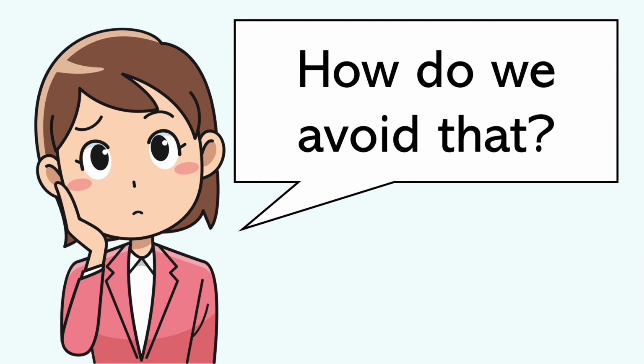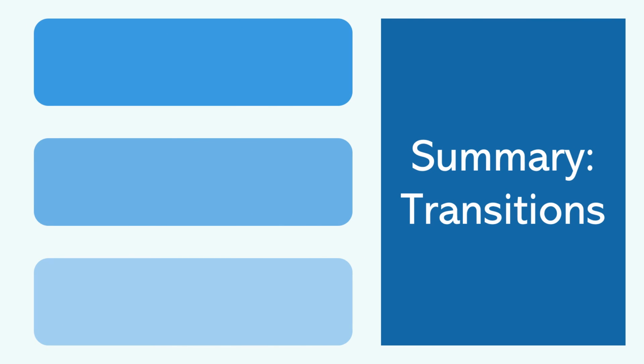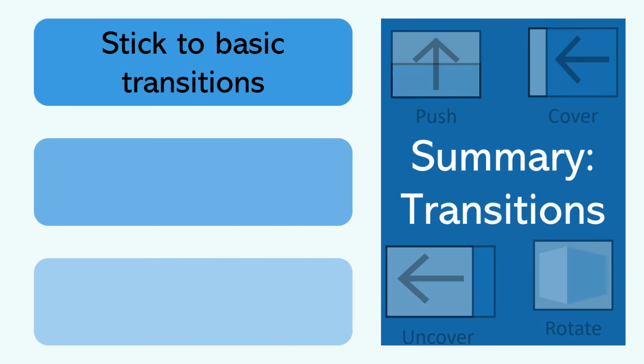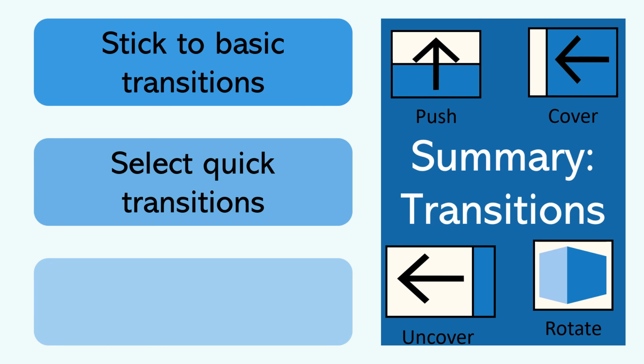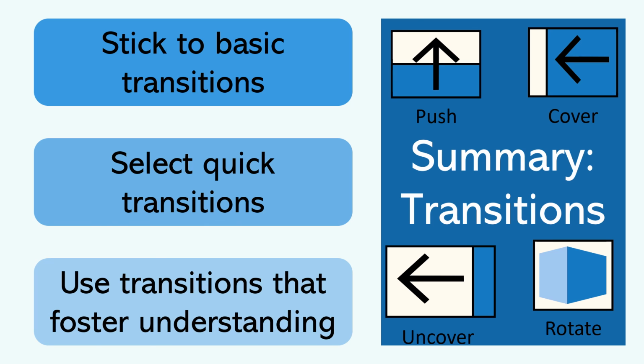So the question is, how do we avoid that? First, we want to stick to the basic transitions. Push, cover, uncover, rotate. The kinds of transitions that the audience isn't likely to even notice because they're so organic and smooth. Second, select quick transitions. We want to make sure that the transitions don't interrupt or slow down your presentation. And finally, use transitions that foster understanding and facilitate your message rather than those that distract from your meaning. We want the focus to be on your messaging.